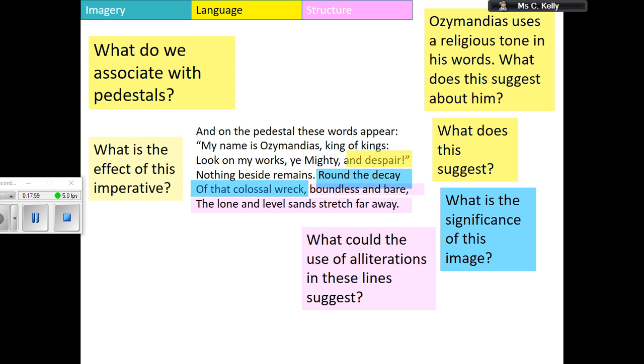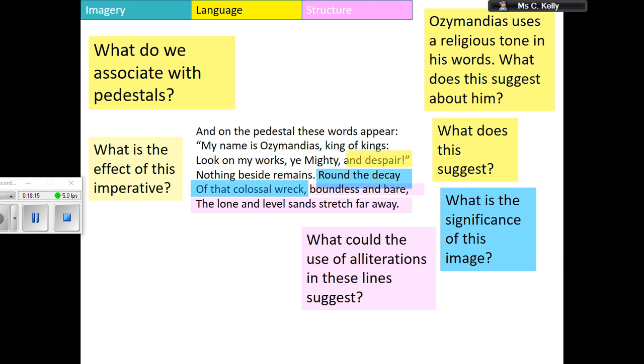Moving up to the top right now, Ozymandias uses a religious tone in his words. What does this suggest about him? Simple question, I think, so hopefully you can answer that. When we look at the word despair, what does that suggest?